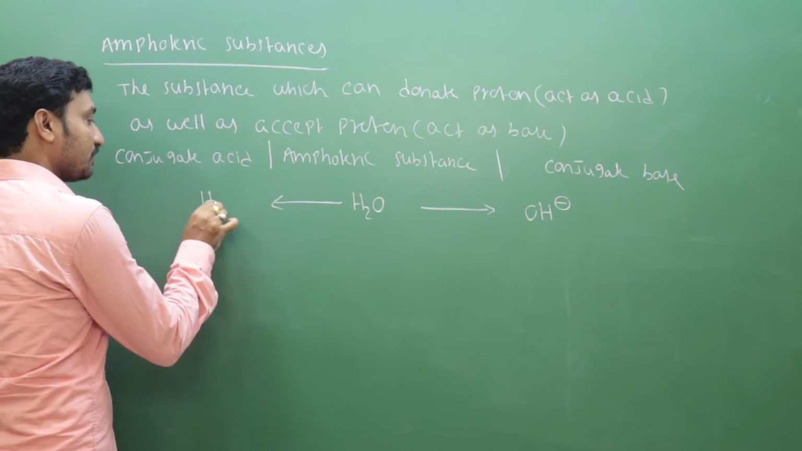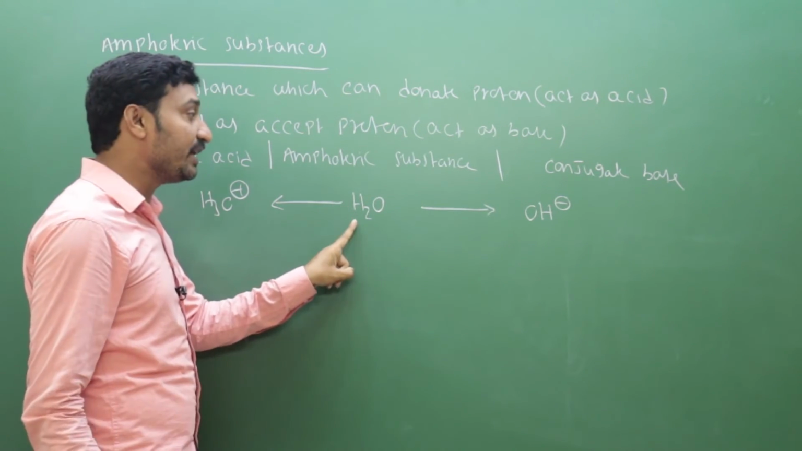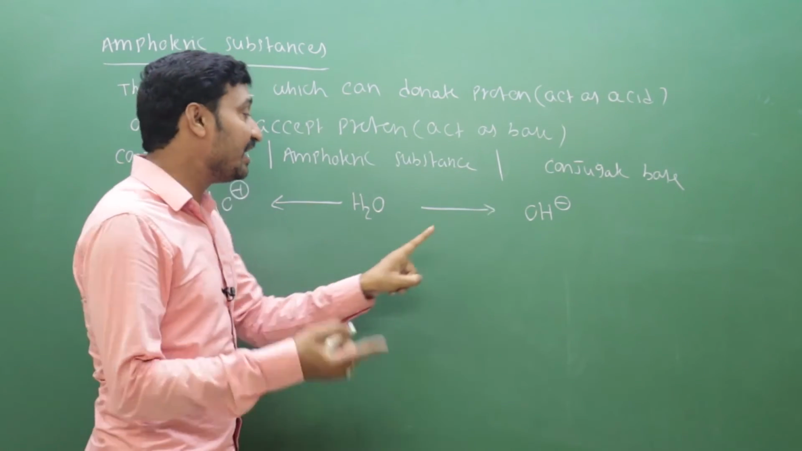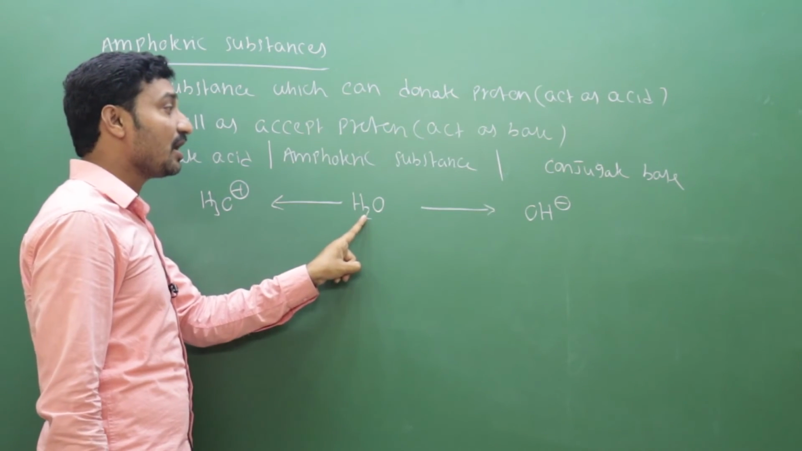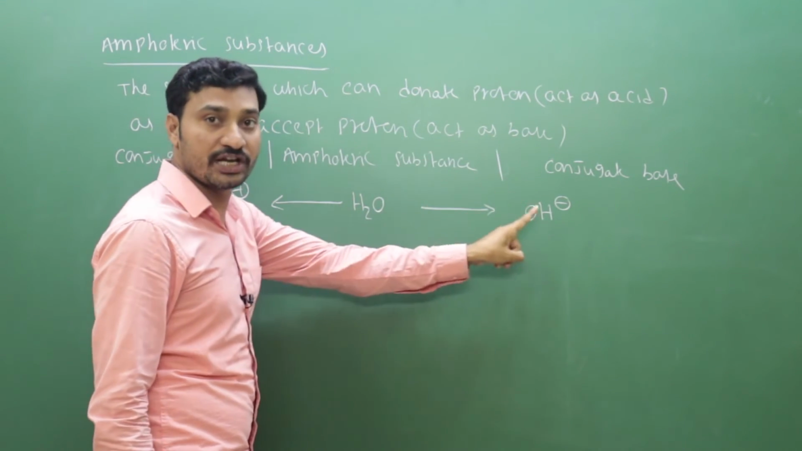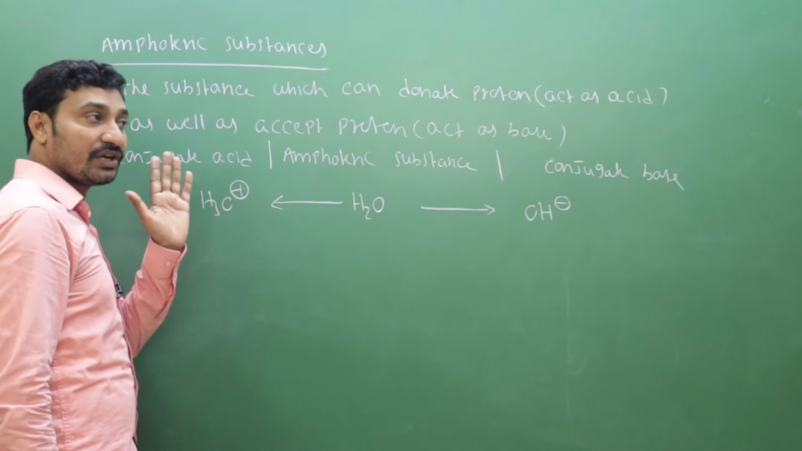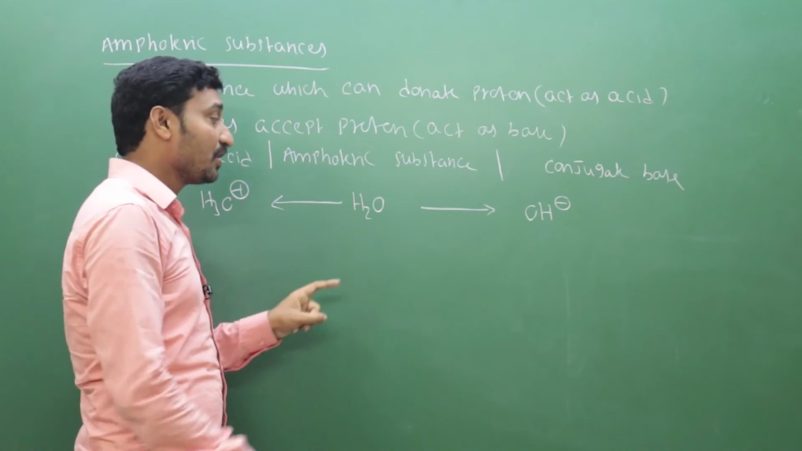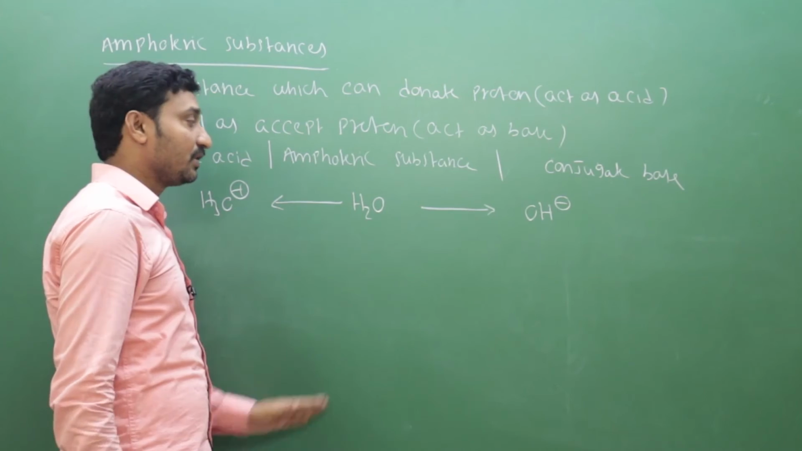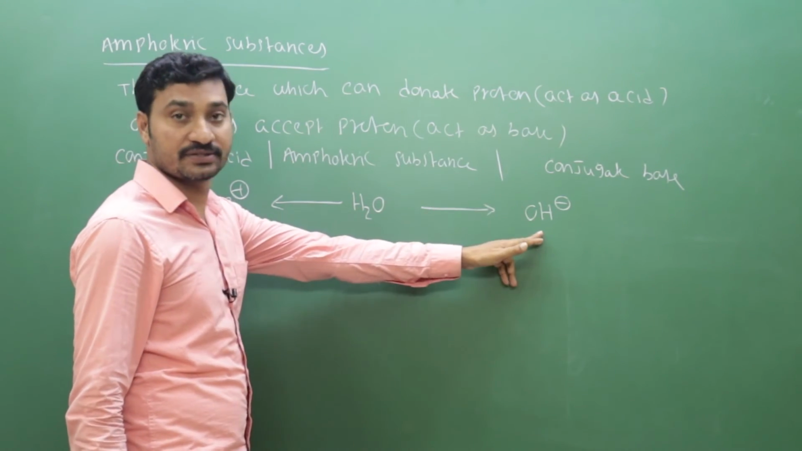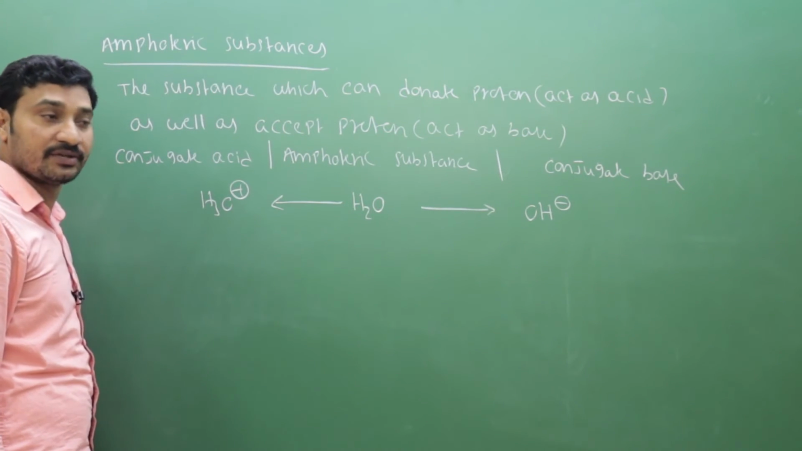So H3O plus. Water is able to donate a proton; if it donates, it is converted into OH minus. If it accepts a proton, it is converted into H3O plus. So what is the conjugate base of H2O? OH minus. What is the conjugate acid of H2O? H3O plus. How can you identify the conjugate base? Removal of a proton. Conjugate acid, addition of a proton. H2O, remove a proton, OH minus; that's why it is the conjugate base. H2O, add a proton, H3O plus. Right? Next one.